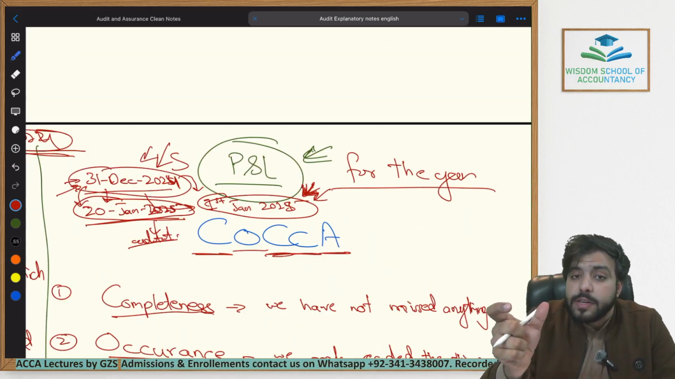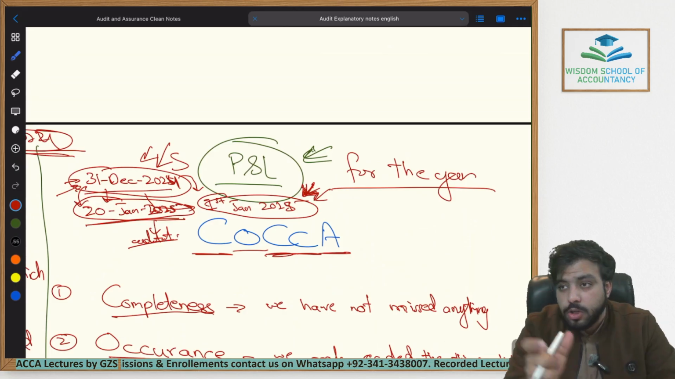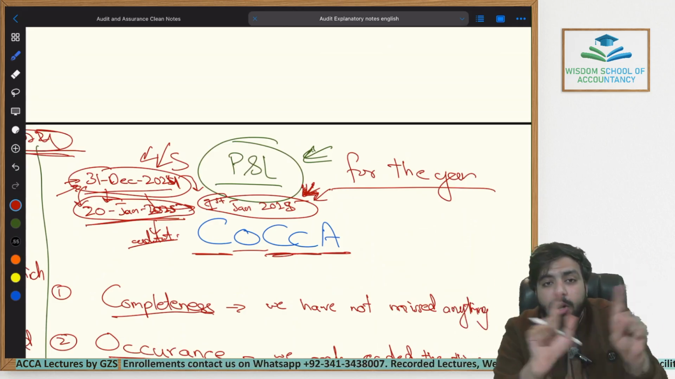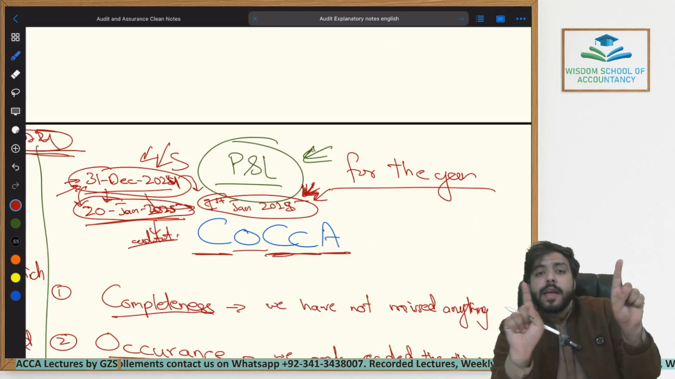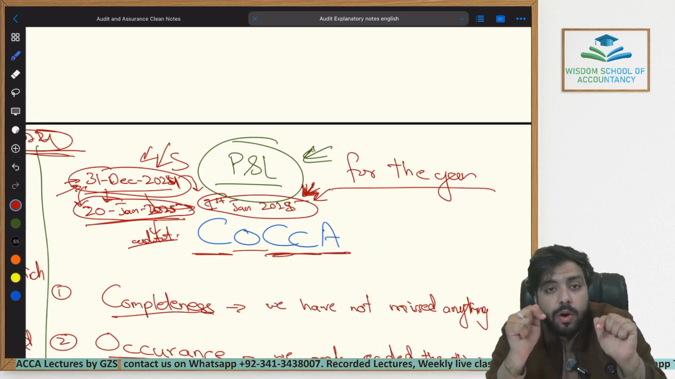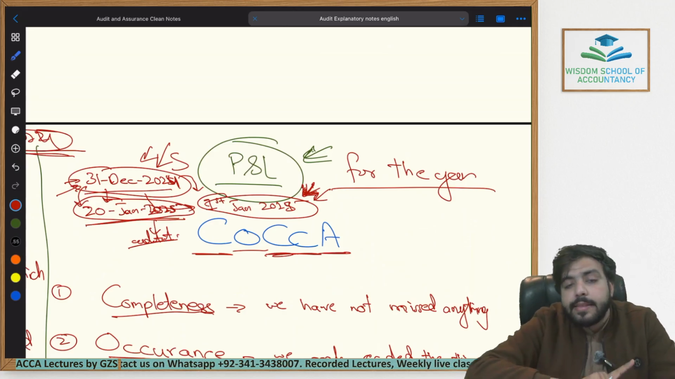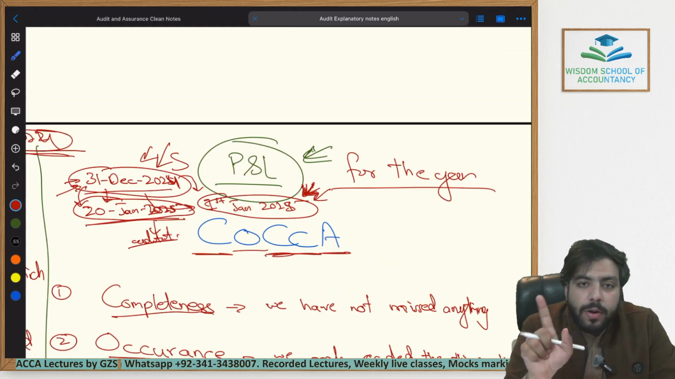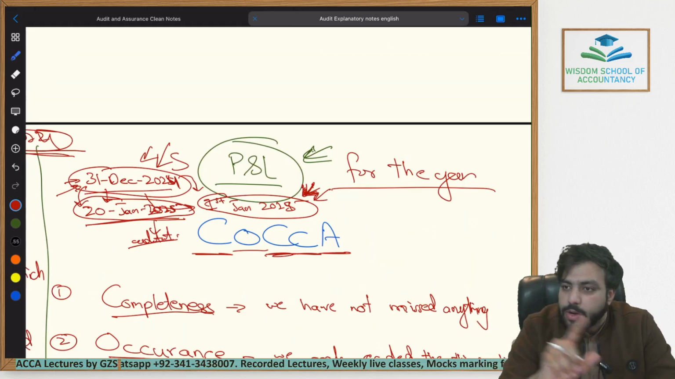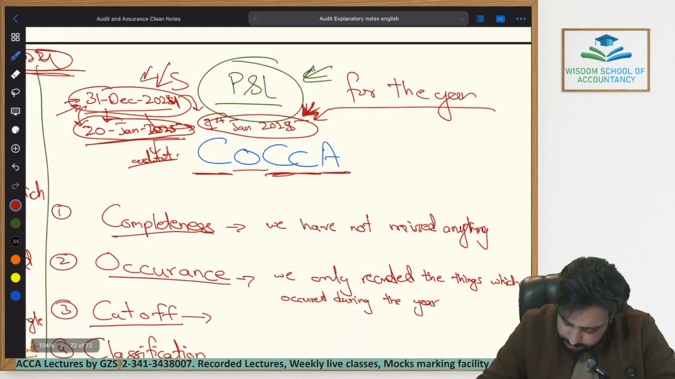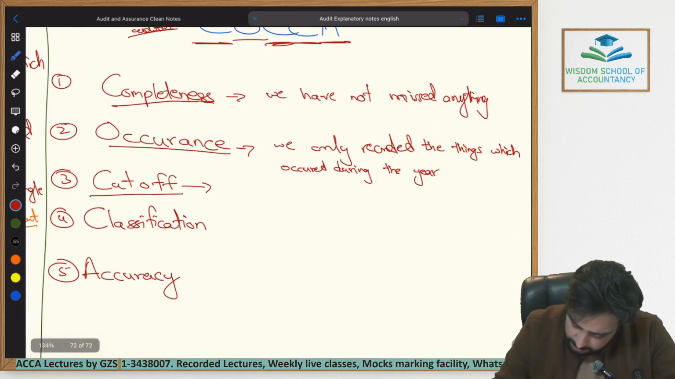The cutoff assertion means that the management is basically telling you, no, we haven't made any kind of cutoff issues. This means that the management is saying whatever happened during the year, we have only recorded that. Things that happened in the next year, after the year end date, we did not record them in the current financial statements. So the cutoff issue is properly done. So there is no cutoff issue within the statement of profit and loss.